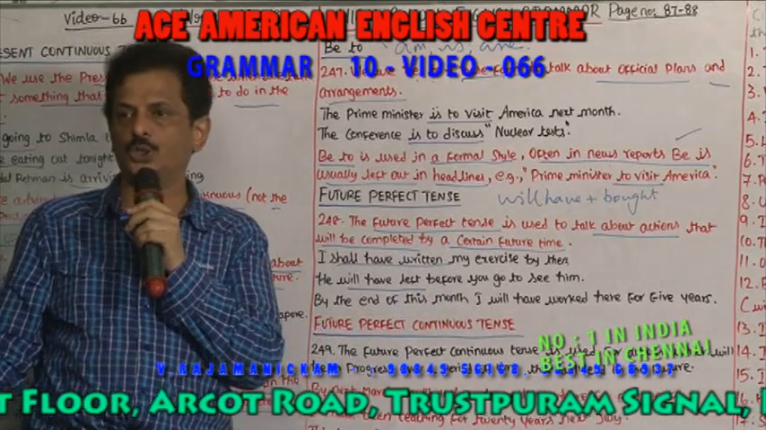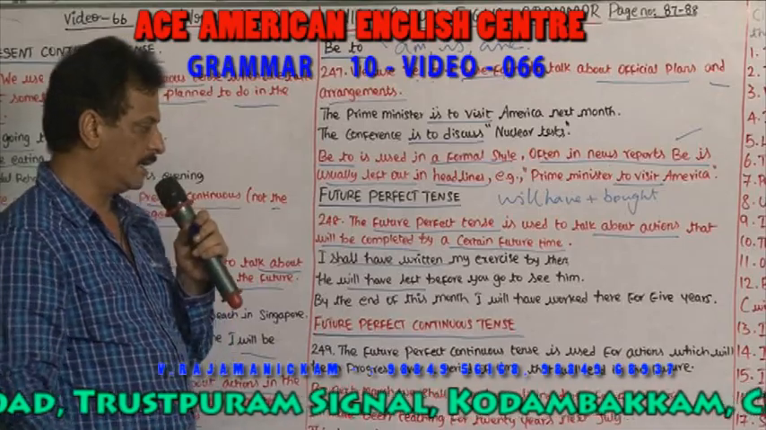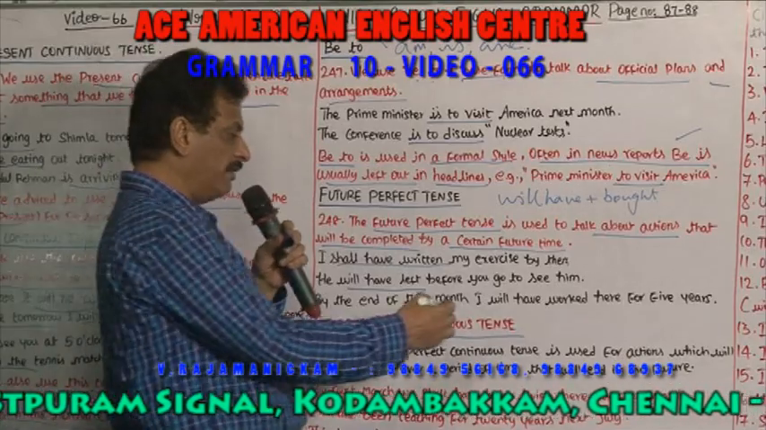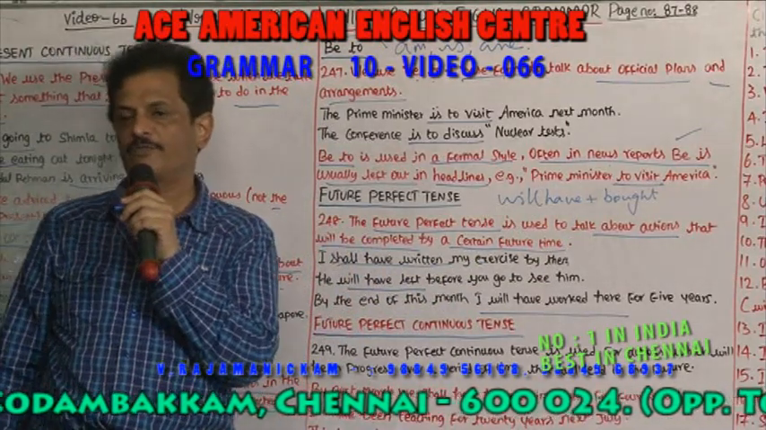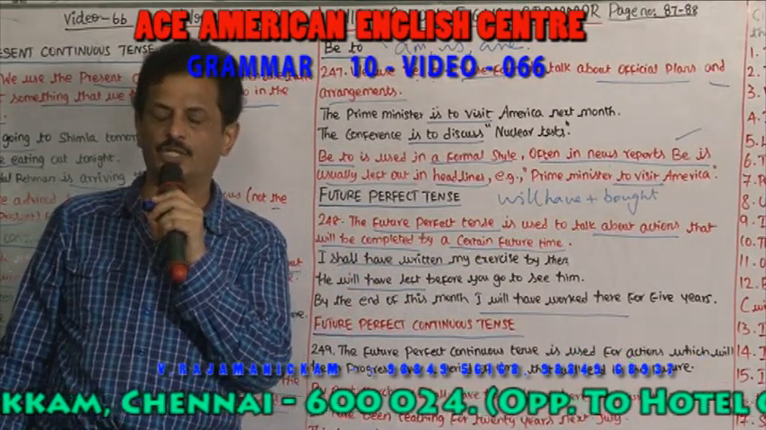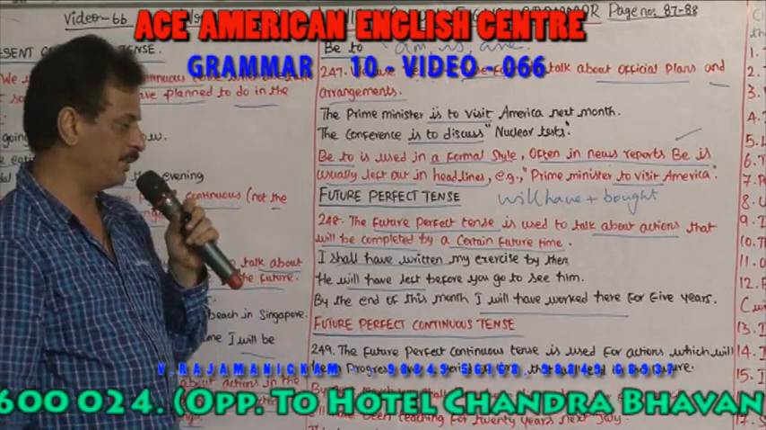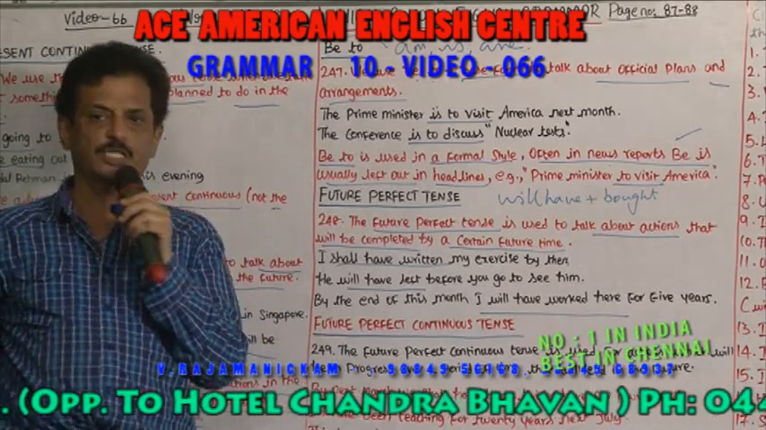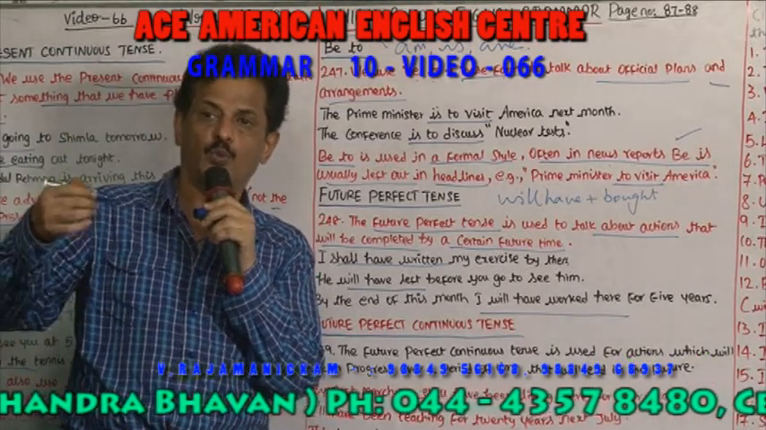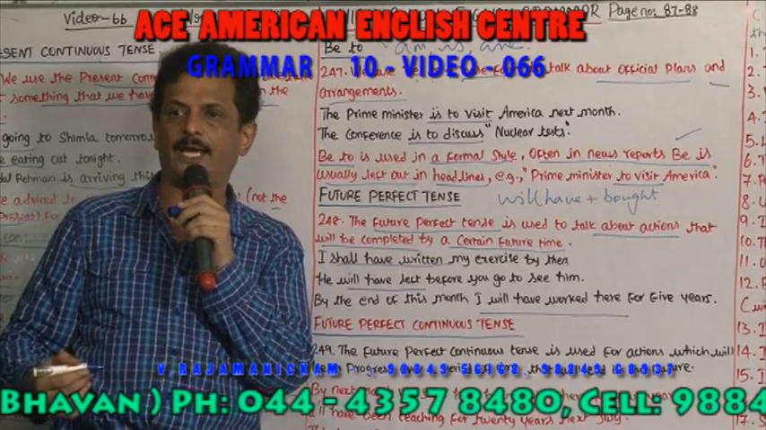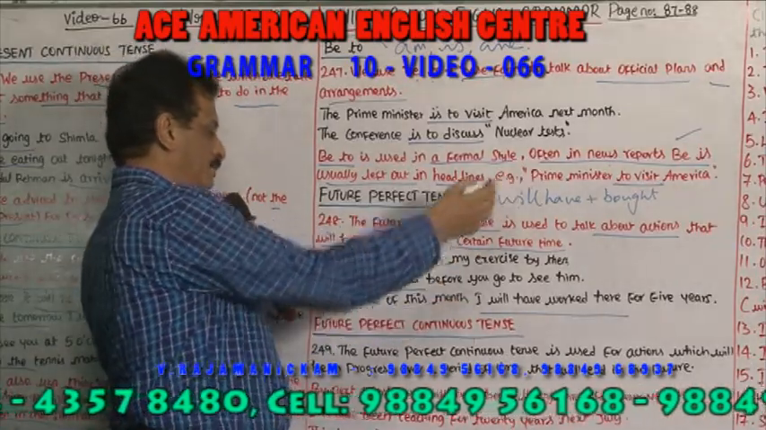By the end of this month, this is June, today is the 19th, and by the end of this month, that is the 30th of June, I will have worked here for 5 years. So totally, 5 years of my time continuously working over here would have been completed. So I have 5 years of experience by the end of this month. So the future perfect is used to state some action would have got over by a time in the future. There you are using will have plus past participle.